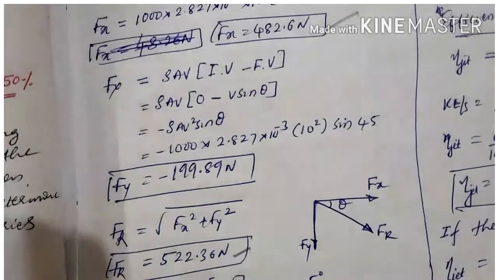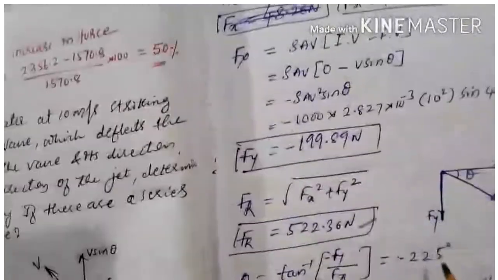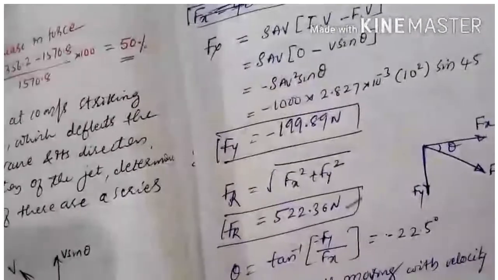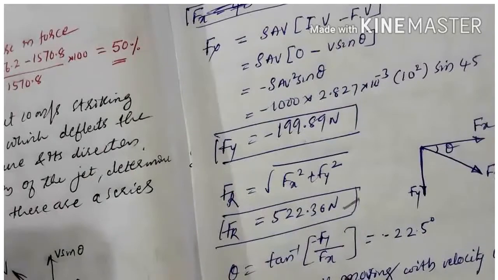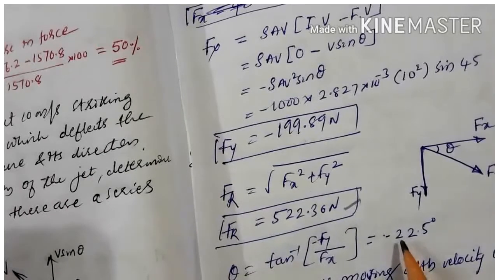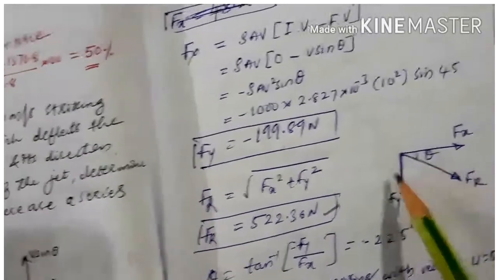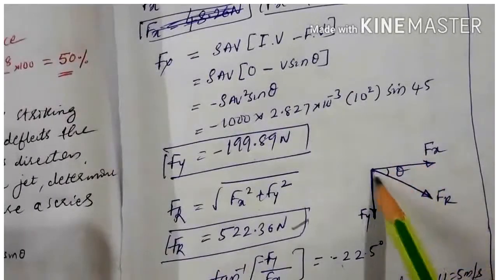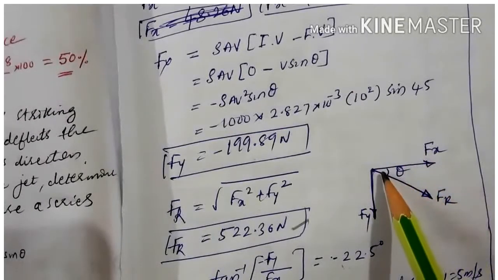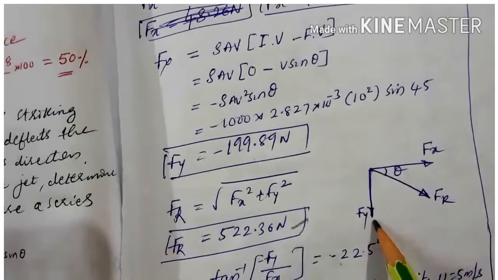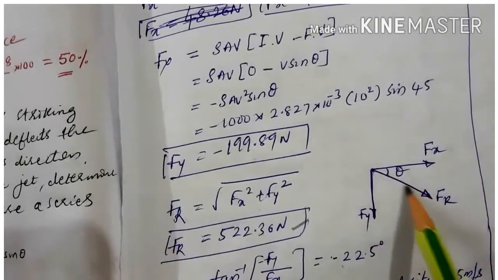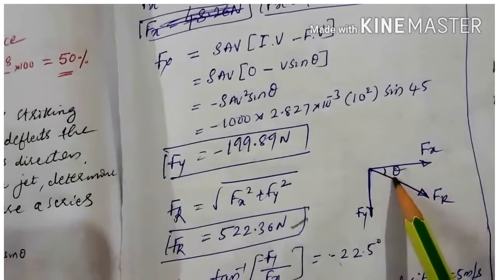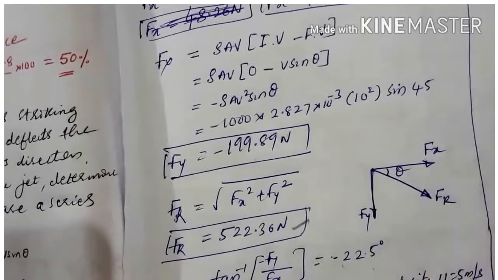Then calculate the magnitude of the direction of the resultant, theta equals tan inverse of minus Fy by Fx. We get a minus angle, that minus indicates the angle is to be measured in the clockwise direction. So the Fx we got is in the positive x direction, Fy we got in the negative y direction, and this is the resultant of Fx and Fy, and the resultant will be acting at an angle theta, that is 22.5 degrees.